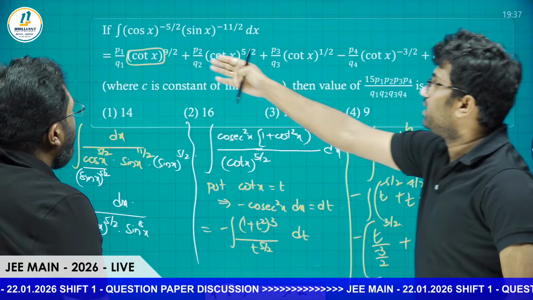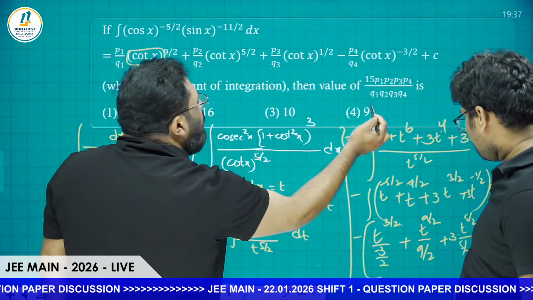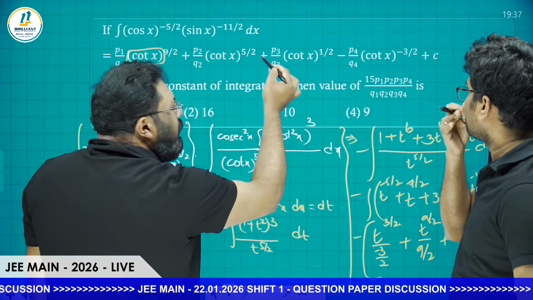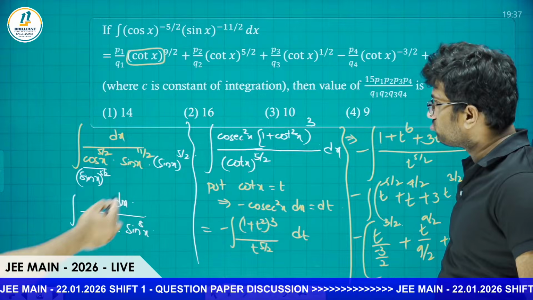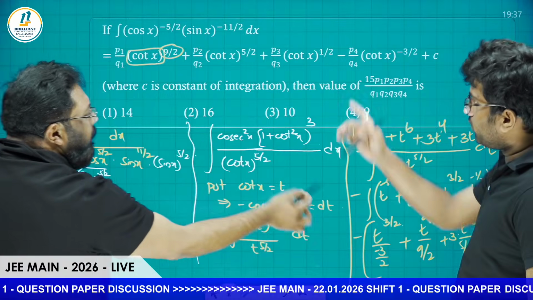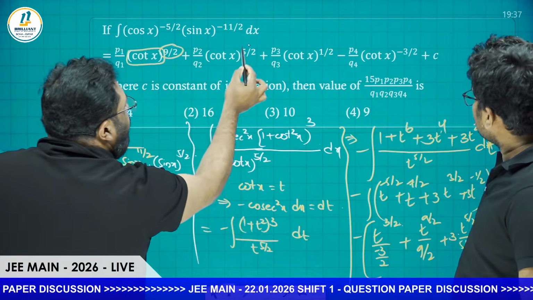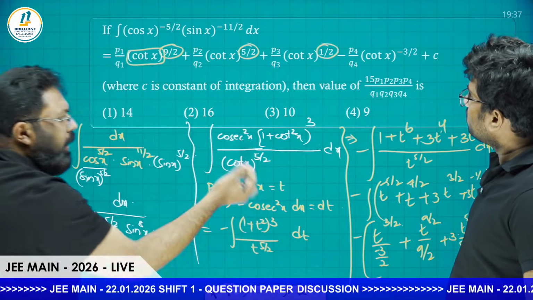So by comparing, you will get the values of P1 by Q1, P2 by Q2, P3 by Q3. You can directly take the values and put them over there. But please be careful with the powers. For 9 by 2, it is P1 by Q1. For 5 by 2, P2 by Q2. For 1 by 2, P3 by Q3. Like that you put them over there.